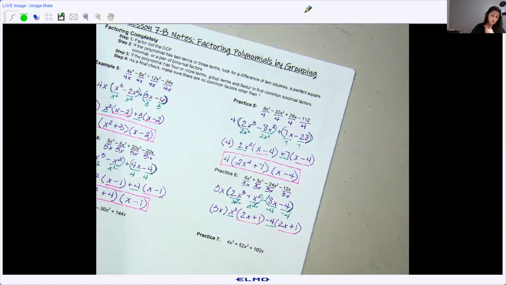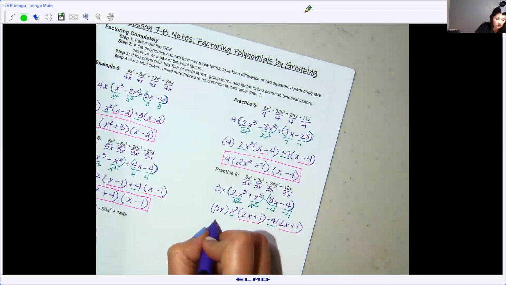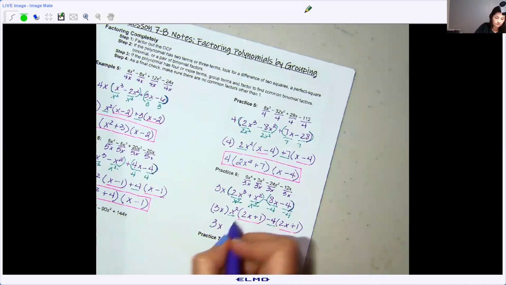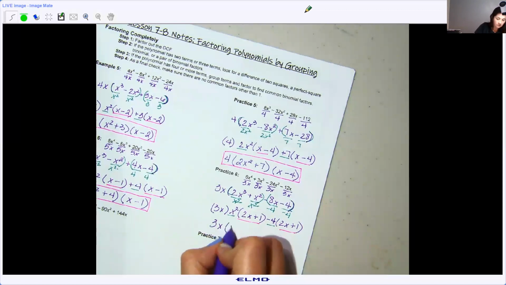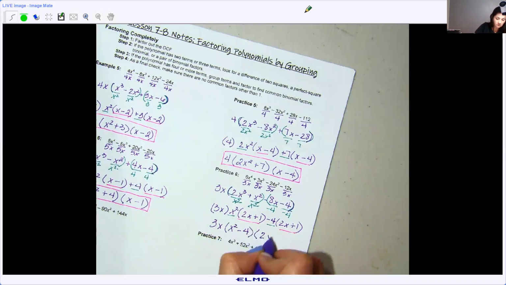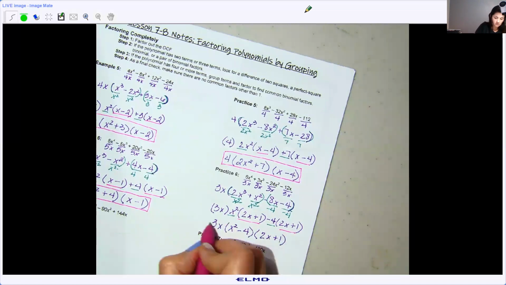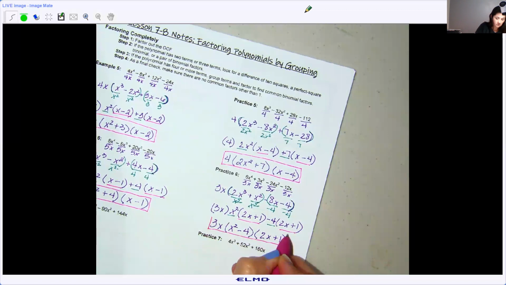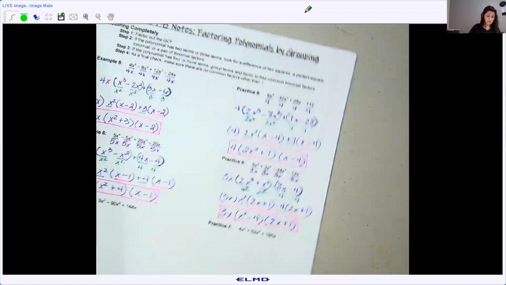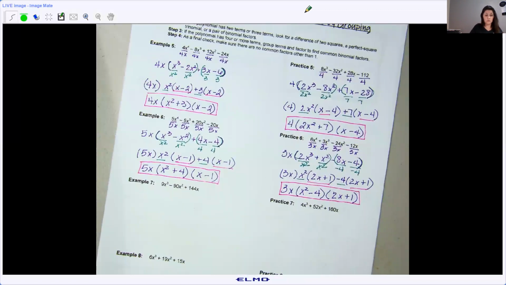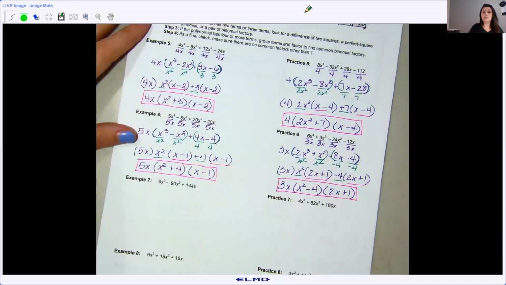All right, let's put this together. 3x. Okay. Now, if you're having trouble with this, I would definitely come to help class this week or next week.